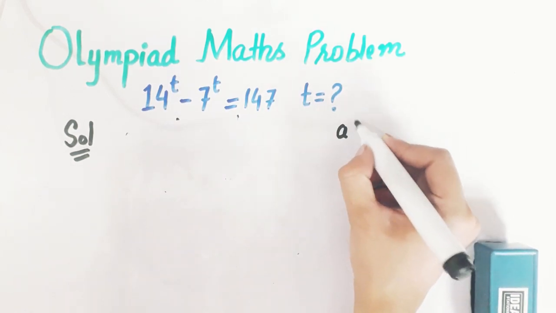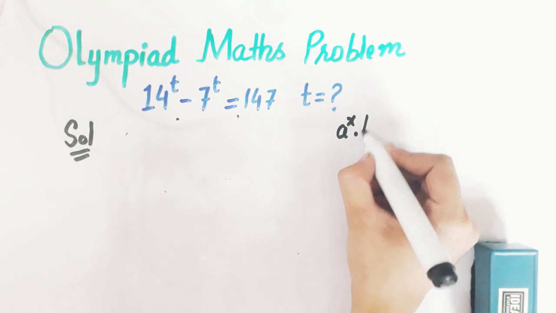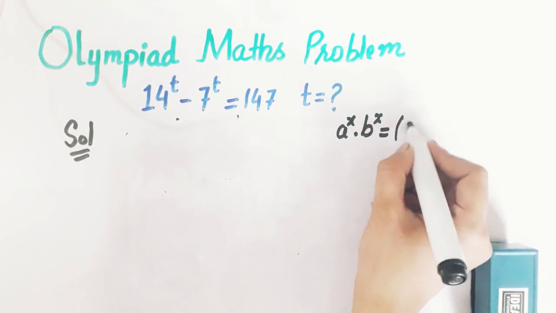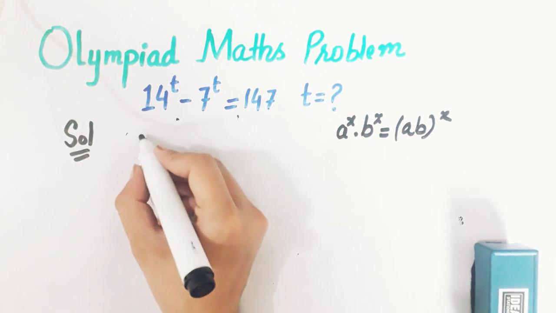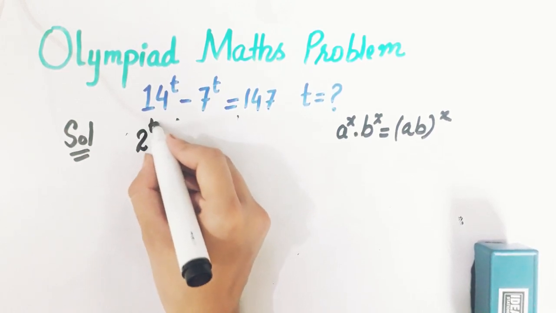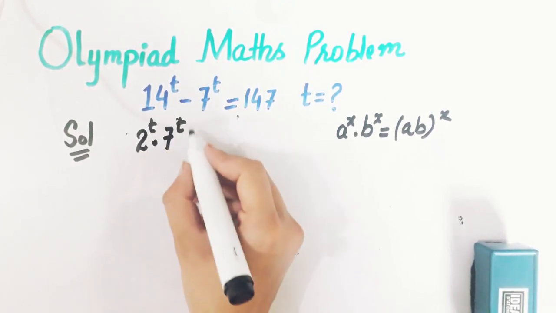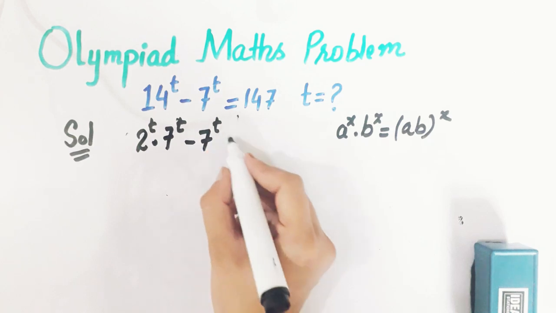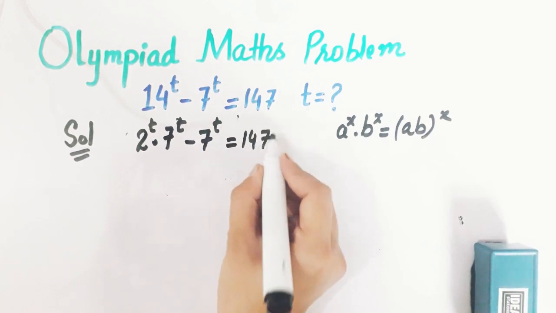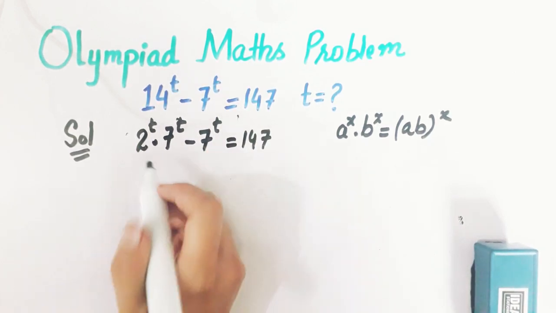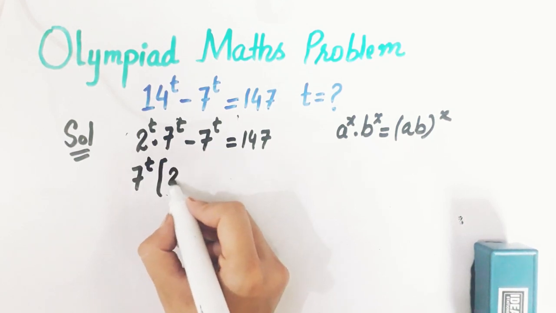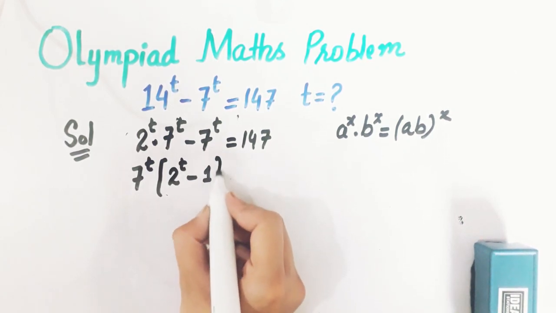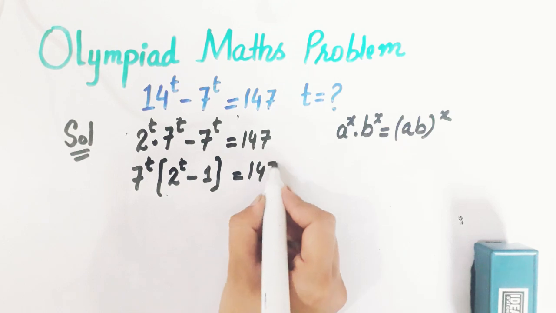According to that, a raised to power x into b raised to power x can be written as (ab) whole power x. So 14 raised to power t can be written as 2 raised to power t into 7 raised to power t, minus 7 raised to power t equals 147. From this we can take 7 raised to power t as common. So remaining will be 2 raised to power t minus 1, and that equals 147.